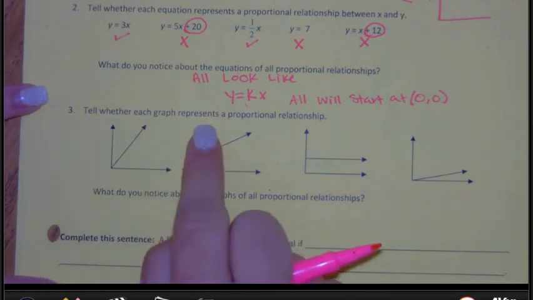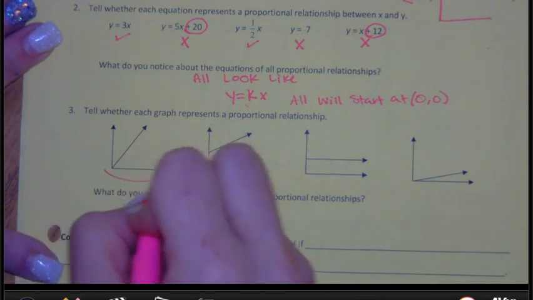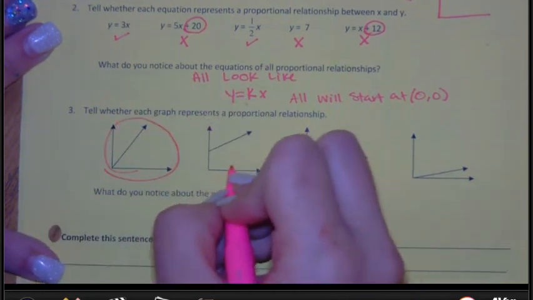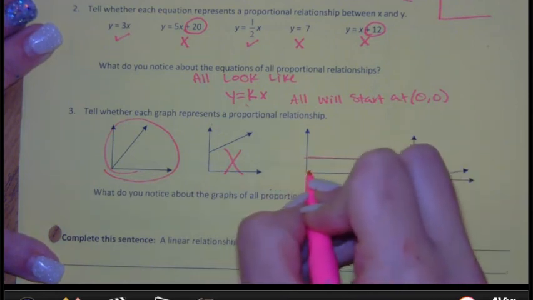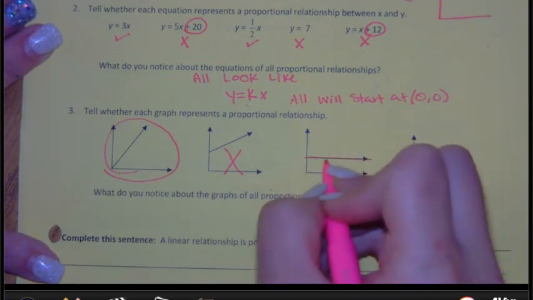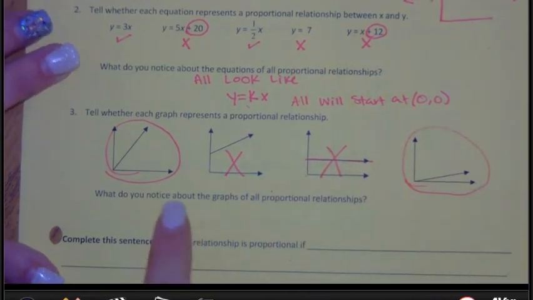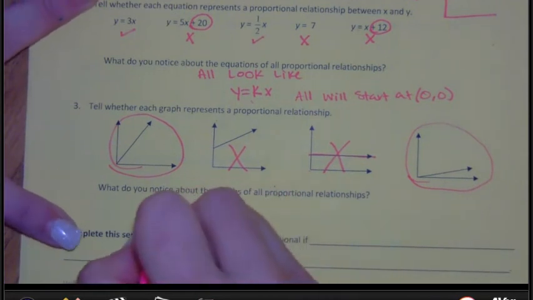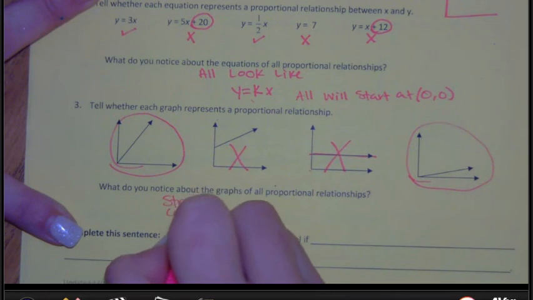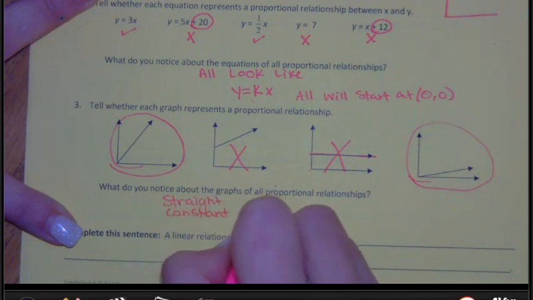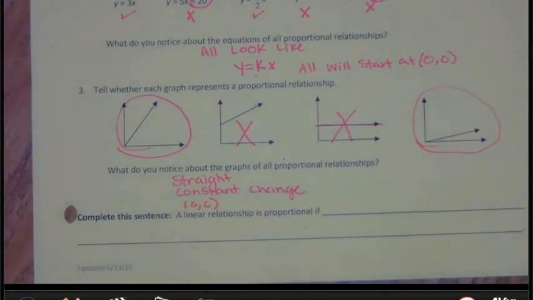All right. Tell whether each graph represents a proportional relationship. Well, is this one proportional? Yep. Is this one proportional? Nope. Is this one proportional? Look, it's a straight line, but it doesn't go through 0, 0, and it does not have a change, so no. Is this one proportional? Yes. Okay. So what do you notice about the graphs that are proportional? They are straight, constant change, and they all hit 0, 0.